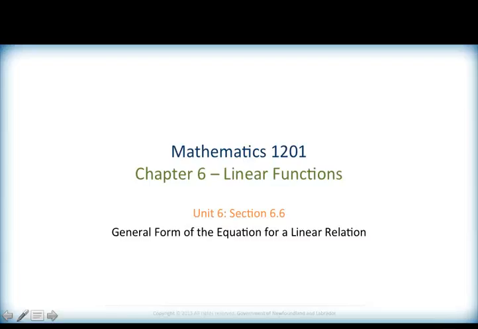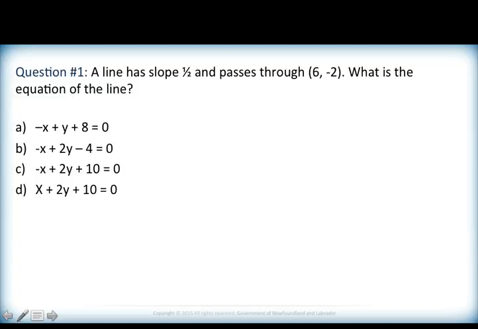In this lesson, we will cover questions from Unit 6, Section 6.6, General Form of the Equation for Linear Relation. Question 1. A line has a slope of 1/2 and passes through the point (6, -2). What is the equation of the line?